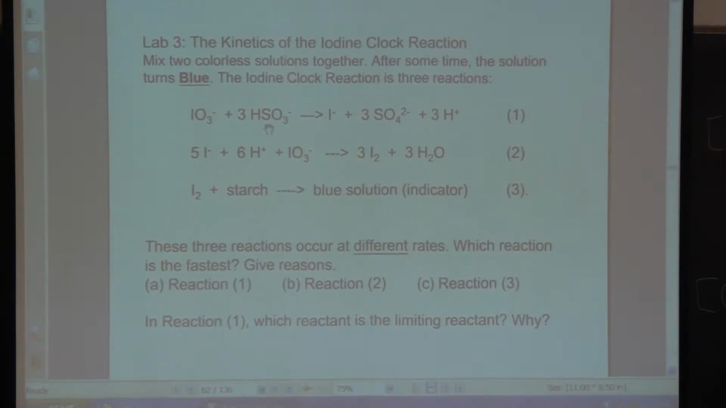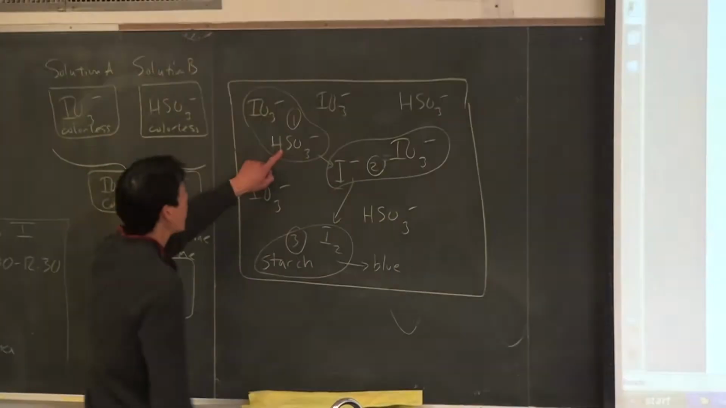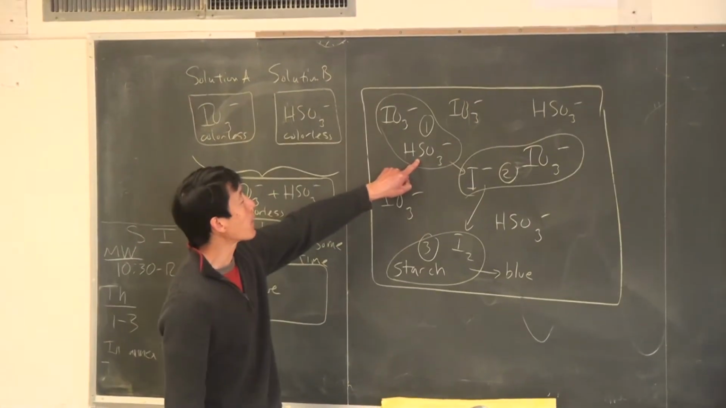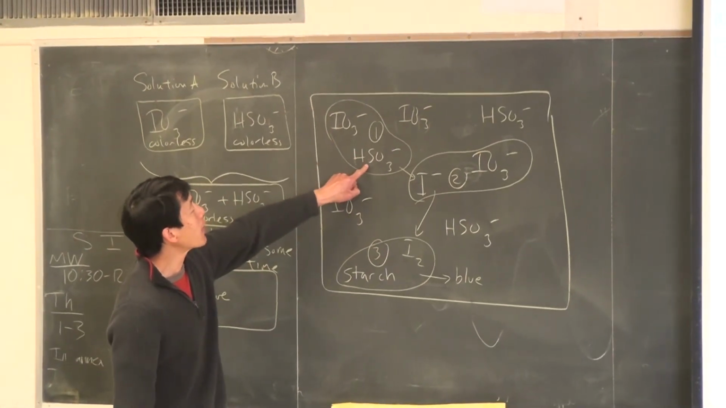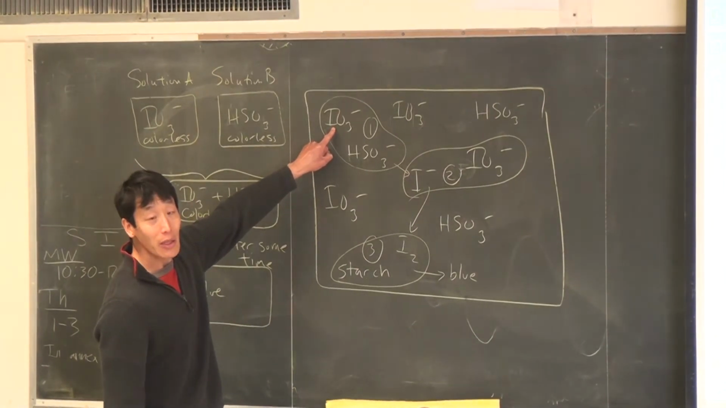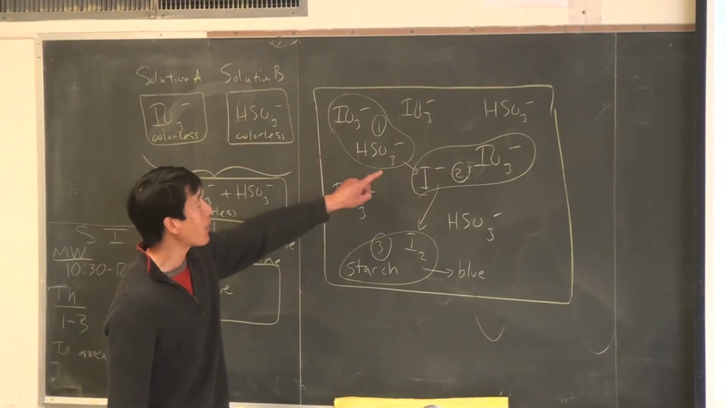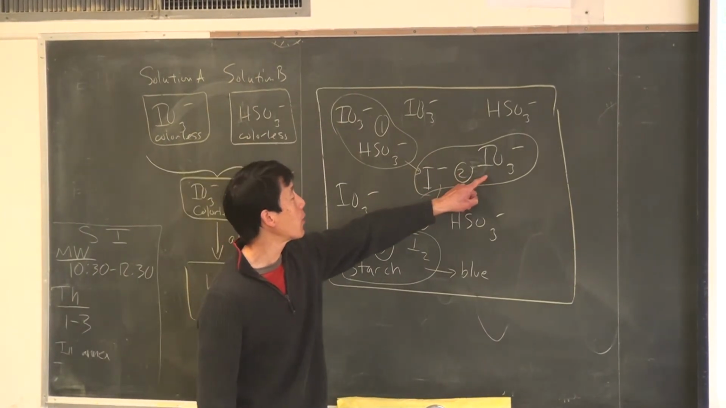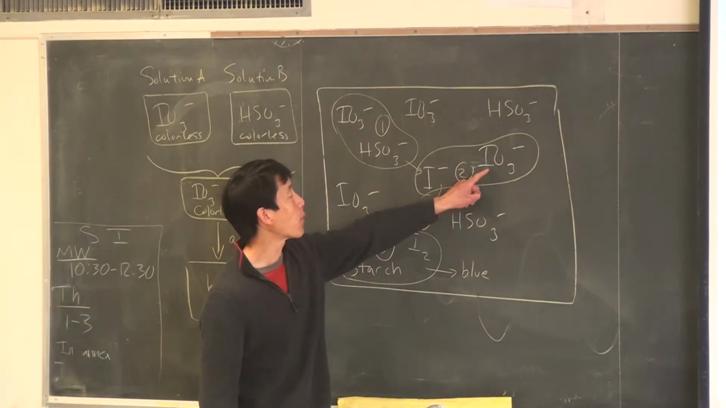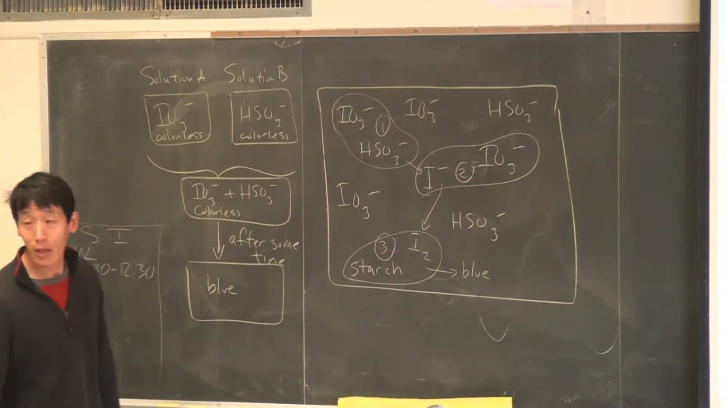Who says it must be HSO3 minus? Yes, so you're right, it has to be HSO3 minus. So again, if we go back to this picture here, note that if HSO3 minus is the limiting reactant, and as soon as all of this has reacted, there will be leftover IO3 minus. Leftover IO3 minus reacts with what? Yeah, the I minus, that's reaction 2. So the I minus reacts with the leftover IO3 minus. That's going to produce I2, and that's going to make the solution turn blue.